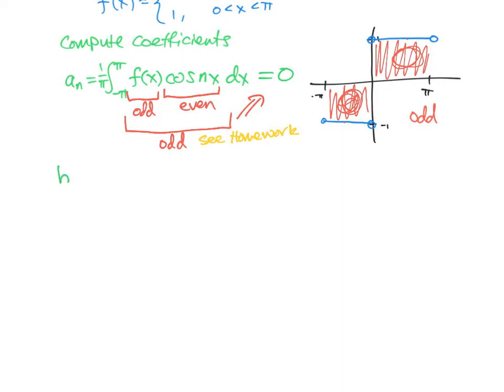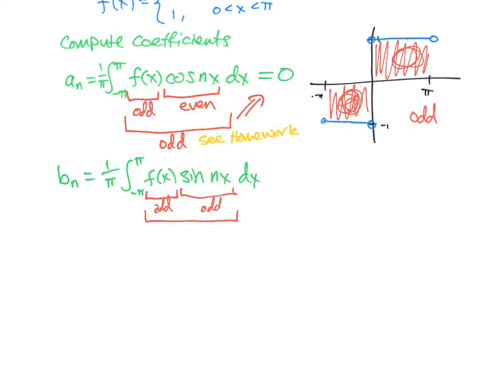Next, we will compute our Bn coefficients. So we get 1 over pi, integral from negative pi to pi, of f of x sine nx dx. And we can think about our evenness and oddness again. So this is odd, and this is odd. And the product of these is, in fact, even, and that's also in the homework.